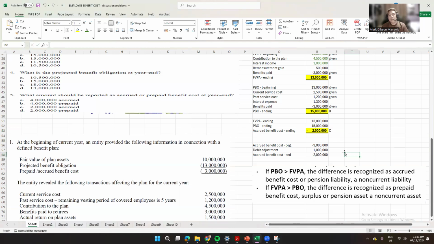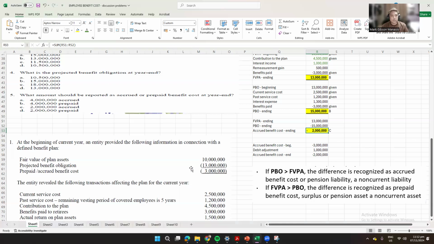Also yun class, be careful. Kasi what if na-compute mo nga yung 2 million and you don't know when to recognize it as either accrued or prepaid. So, ang tatandaan lang palagi, if your projected benefit obligation is greater than your fair value of plan assets, then you have to recognize accrued liability. On the other hand, if your fair value of the plan assets is greater than the projected benefit obligation, any difference will have to be recognized as prepaid benefit cost.